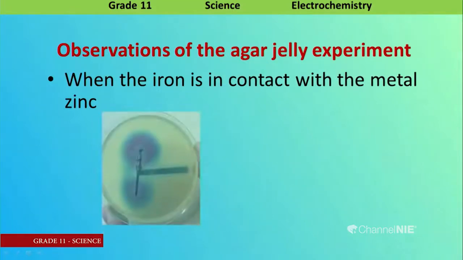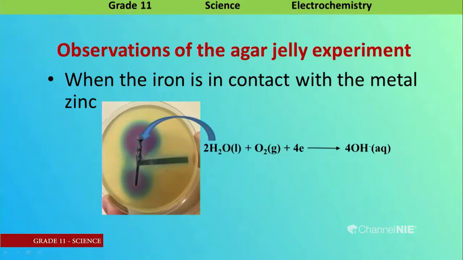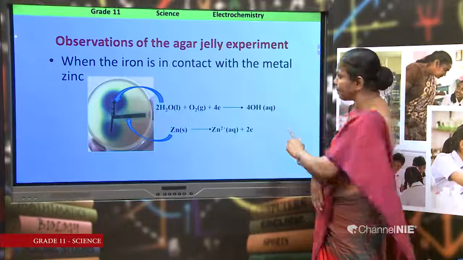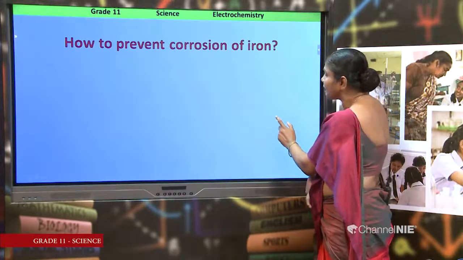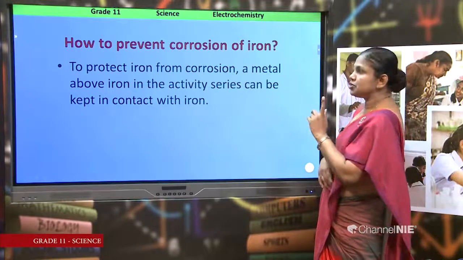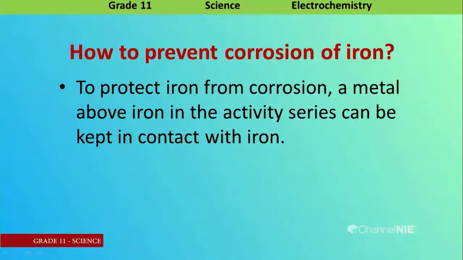Right. When iron is in contact with the metal zinc, see, the reduction reaction takes place near iron and oxidation takes place near zinc. That means instead of oxidizing iron, zinc metal is oxidized, and zinc sacrifices itself to protect iron from rusting. When zinc is oxidized, iron doesn't oxidize, and iron becomes the cathode here and gets protected from rusting. This is called cathode protection.